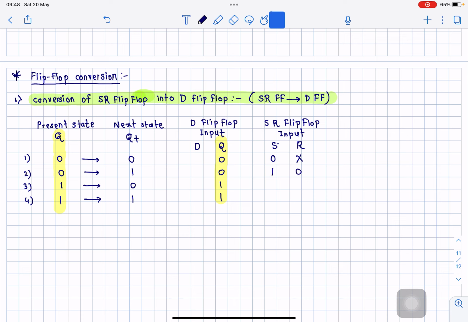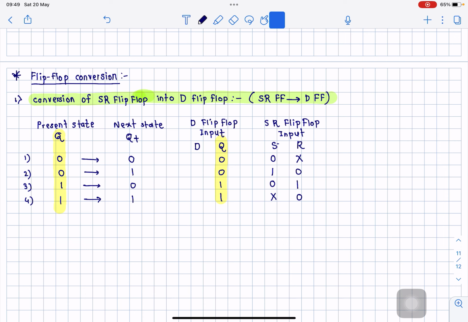This we know. Similarly when present state is 1 and next state is 0, this is a reset condition, and for this we need to keep S equal to 0 and R equal to 1. And finally this fourth condition, when present state is 1, next state is also 1, so that means S is a don't care condition and R is a 0. So this we know from the truth table of SR flip flop.